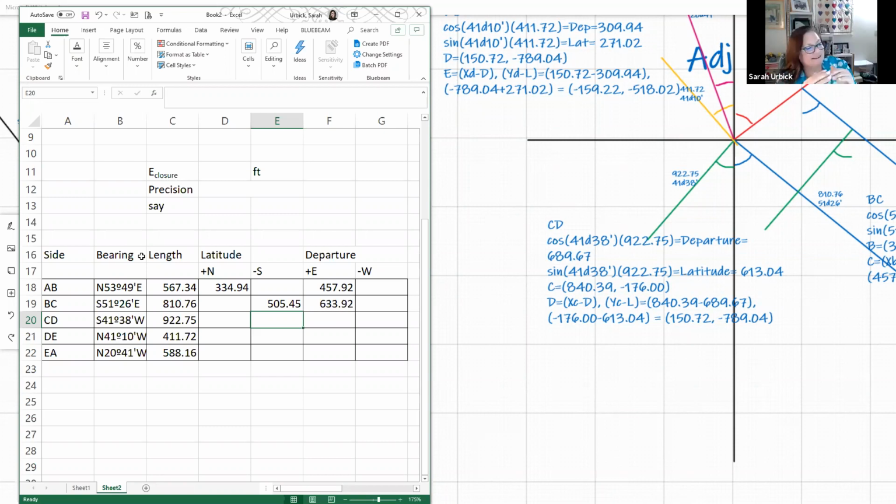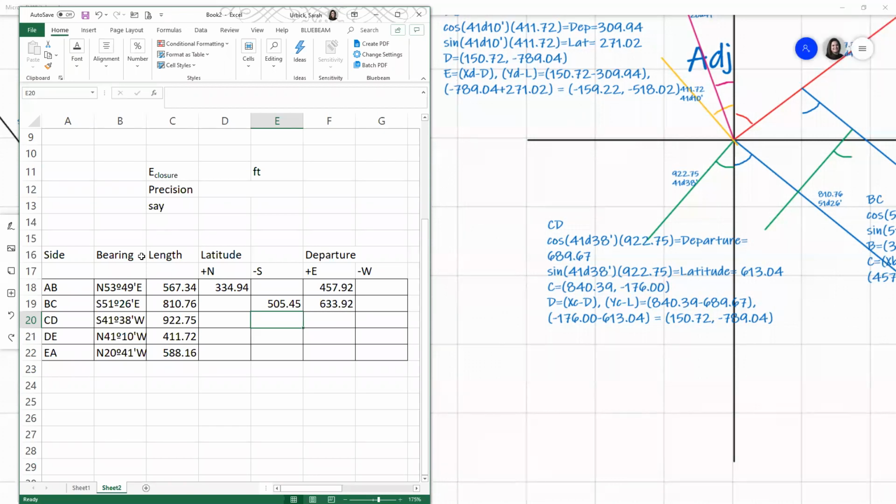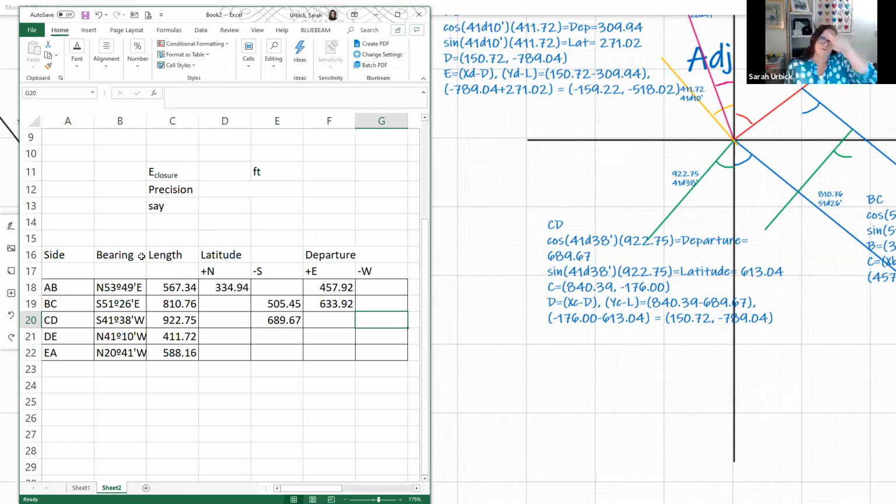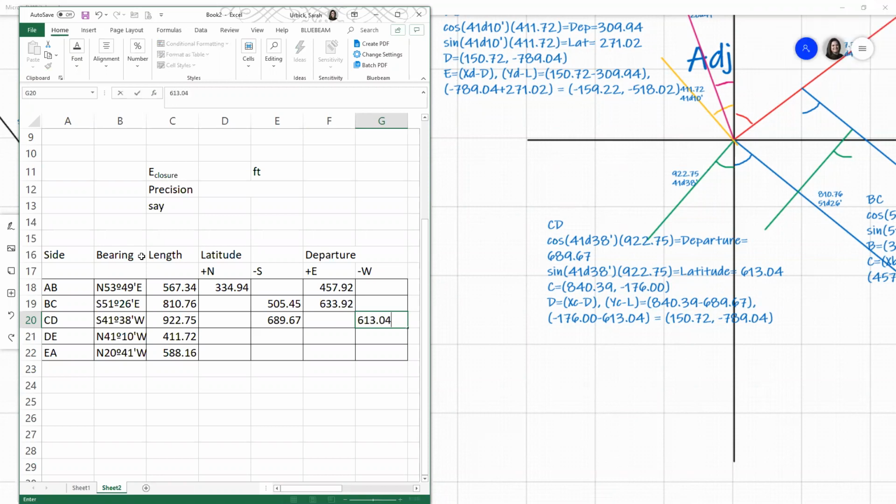Okay, wait, say that again. The one with the cosine for the vertical and the one with the sine for the horizontal coordinate. Okay. Vertical is north-south. So since we're going south, we want to put this in the 689.67. Okay. And it's a western, so it's also negative, yeah. Okay, 613.04.